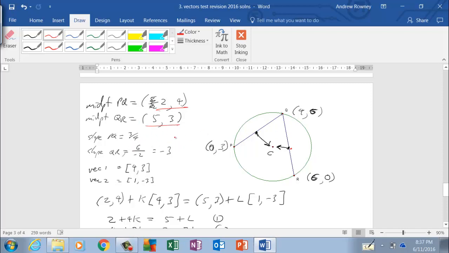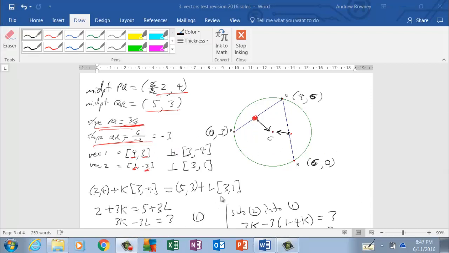Now we can get the slope of PQ by doing y2 take y1 on x2 take x1, and so that would be 6 take 3 on 4 take 0, so that's 3/4. Likewise, we can get the slope of QR being -3. Because we've got the slopes, we can get the vectors. If a slope's 3/4, that's rise on run, we do run followed by rise. We've got the two vectors now.